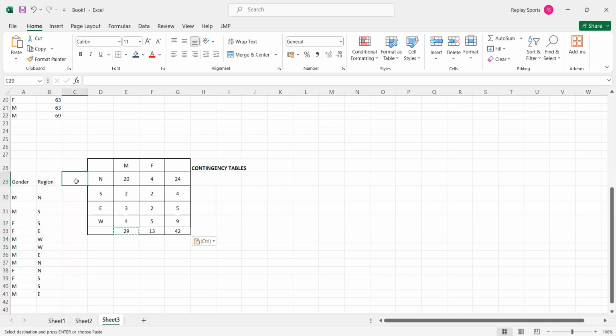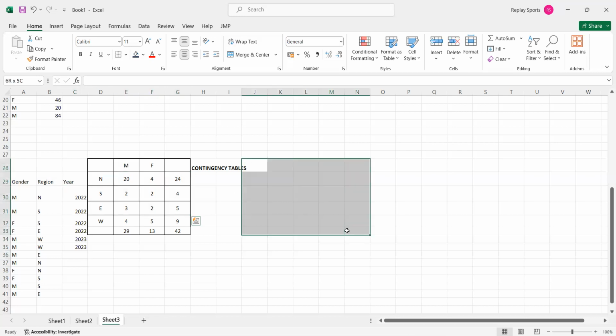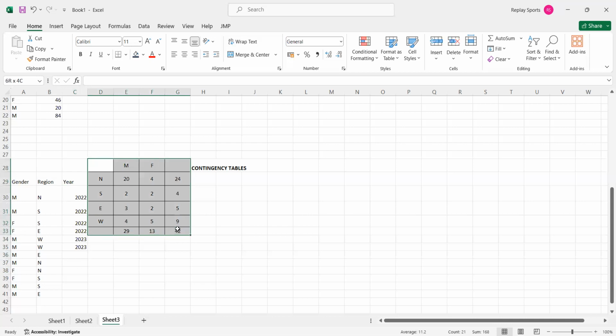For example, let's say I include year. So year, this is 2022, 2022, 2022, 2022, and then 2023, 2023. So in that case, what you do is compare only for 2022, and then you compare for 2023. Then you can see, okay, with respect to 2022, this is what I see, but in 2023, it was different. So you'll end up getting 2 different contingency tables, one for 2022 data, one for 2023 data.